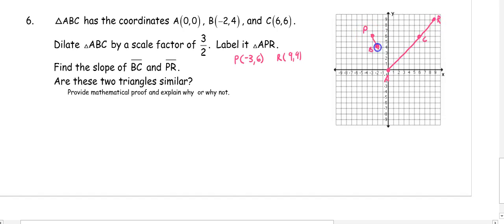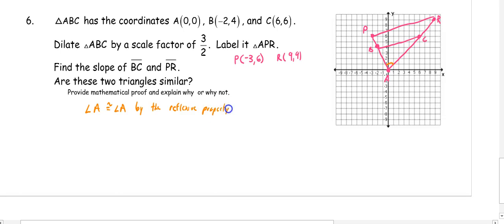So now I need to prove that these triangles are similar. So when I'm proving the triangles are similar, remember I want to see if there are any angles that repeat. Well, A is in both triangles, so we can say angle A is congruent to angle A by the reflexive property.